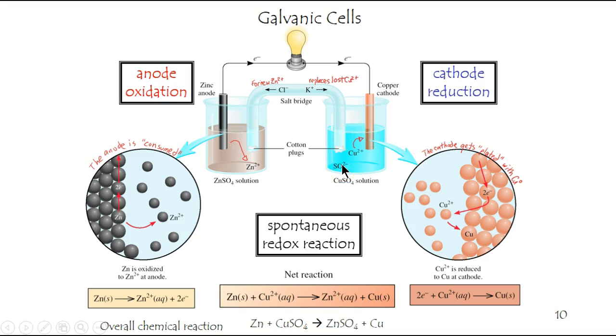Now those ions need a counterion, and for that we have K plus going here. So for every Cl minus that enters here, a K plus will enter there, and that's the function of the salt bridge, is to replace those lost ions and complete the cycle. So these are galvanic cells.